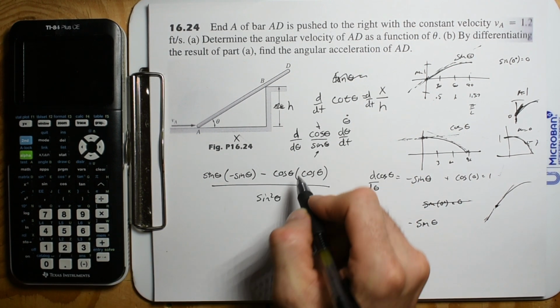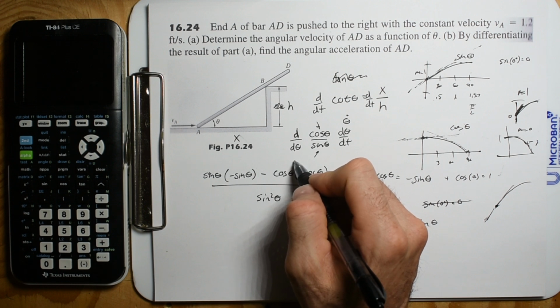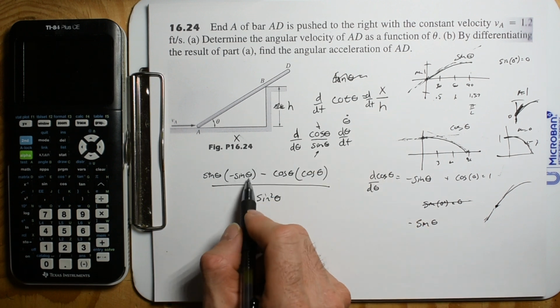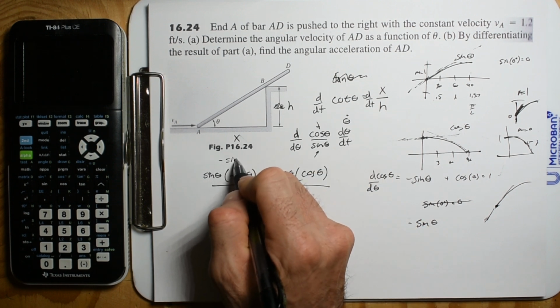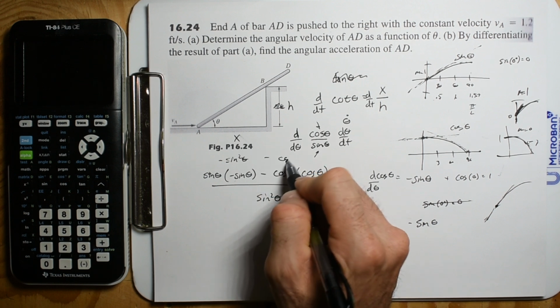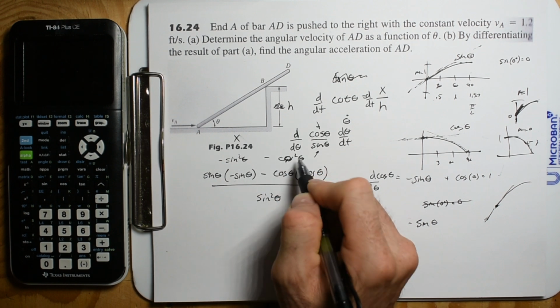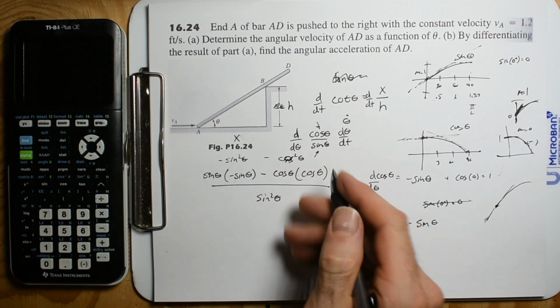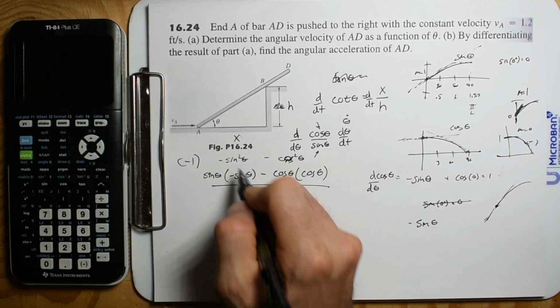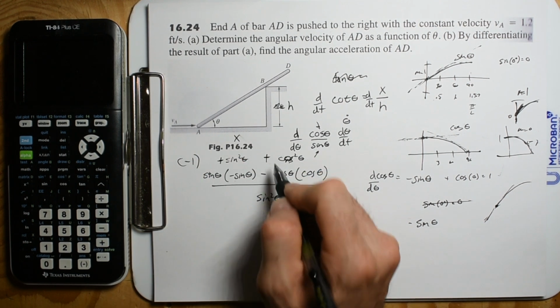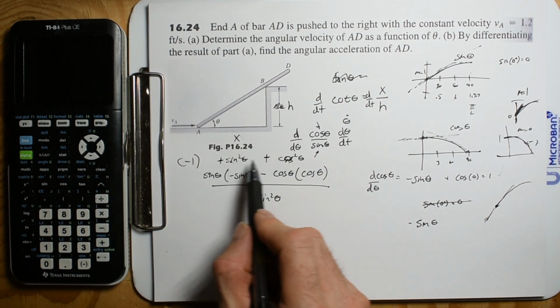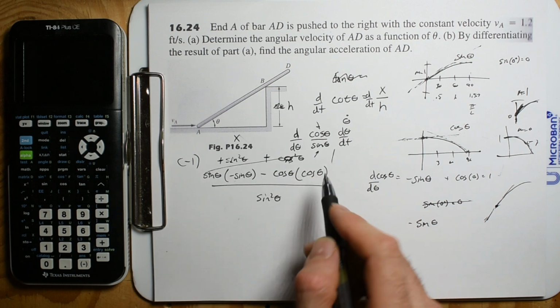And right here, you should say we have 2 cosines. And this is where you kind of have to factor. We're going to have negative sine squared theta minus cosine squared theta. Factor out a negative 1, and this becomes positive. And sine squared theta plus cosine squared theta is 1.